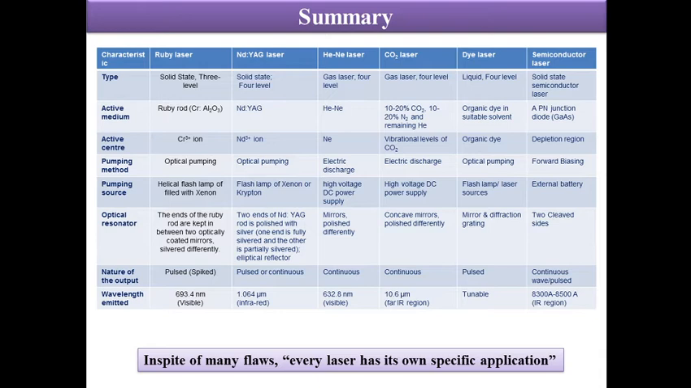If we talk about the active medium, then in ruby lasers, the ruby rod, which is nothing but chromium doped sapphire Al2O3, is used as the active medium, while in case of Nd:YAG, some of the yttrium ions are replaced by neodymium ions to make an Nd:YAG rod, which serves as an active medium in Nd:YAG laser.